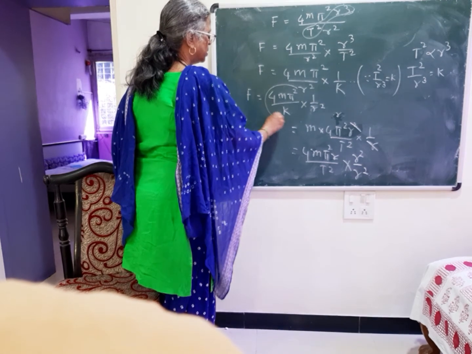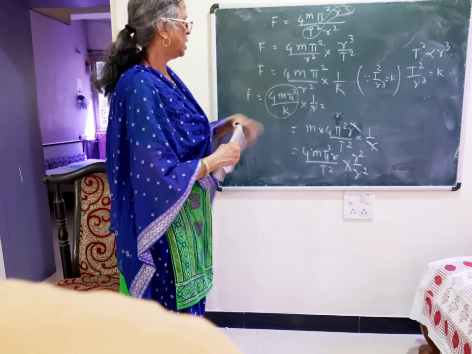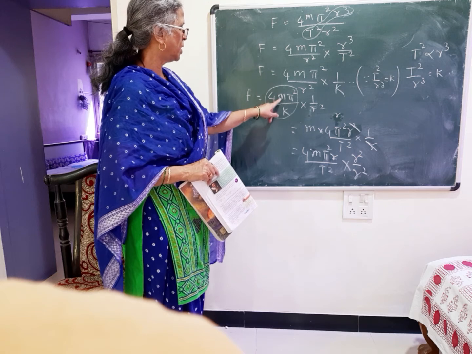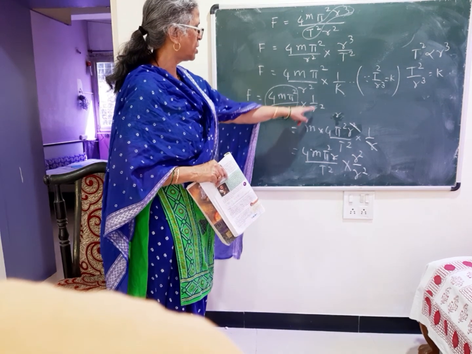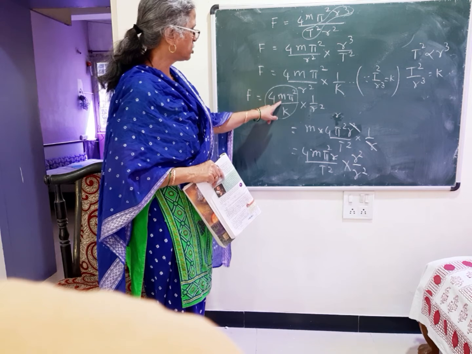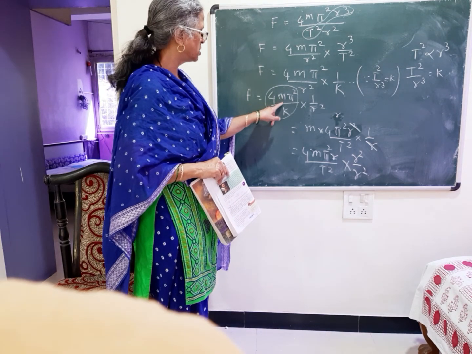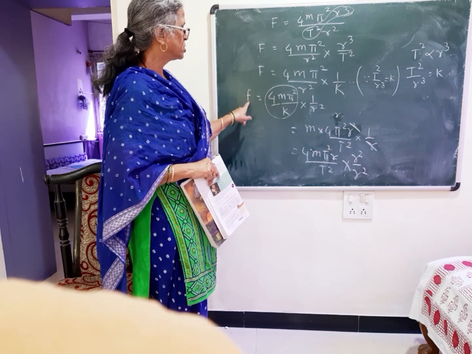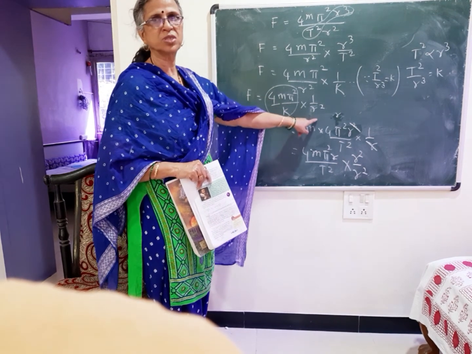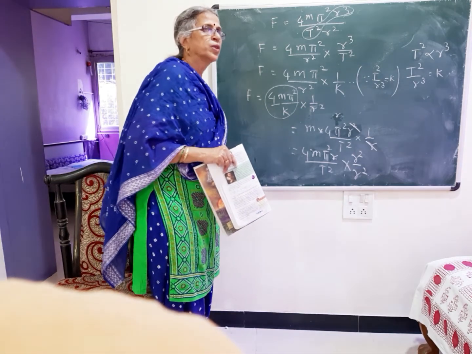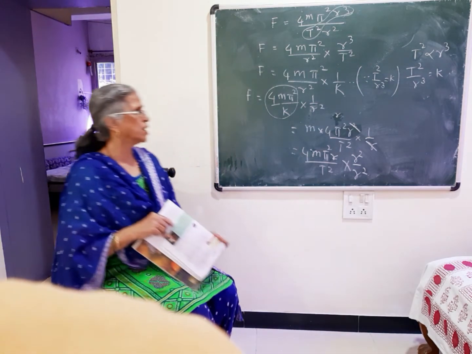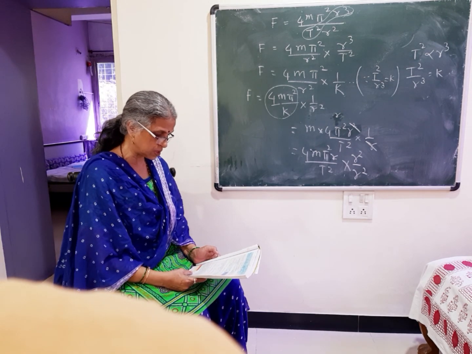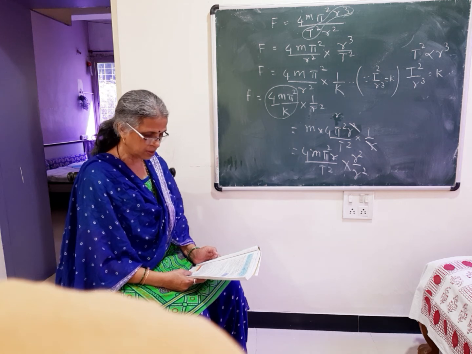Now this whole term is constant. I have taken K on this side and R square on this side. F is equal to 4m pi square upon K into 1 upon R square. 4 is constant, mass of planet will be whatever it may be, it will be constant, pi is constant, K is constant. So this is total constant term. So force is inversely proportional to the square of distance. That is how Newton came to the conclusion that gravitational force is inversely proportional to the square of the distance between the planet and the sun.